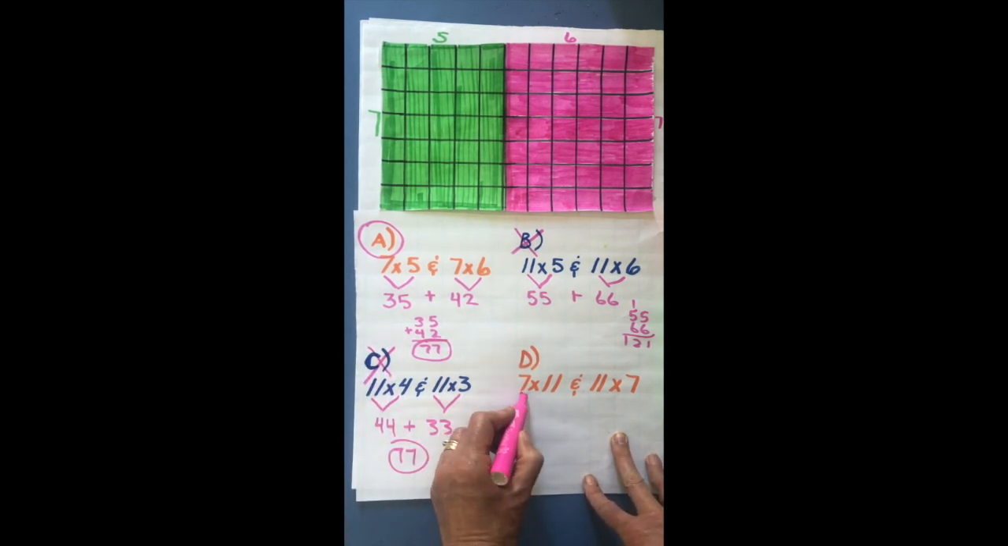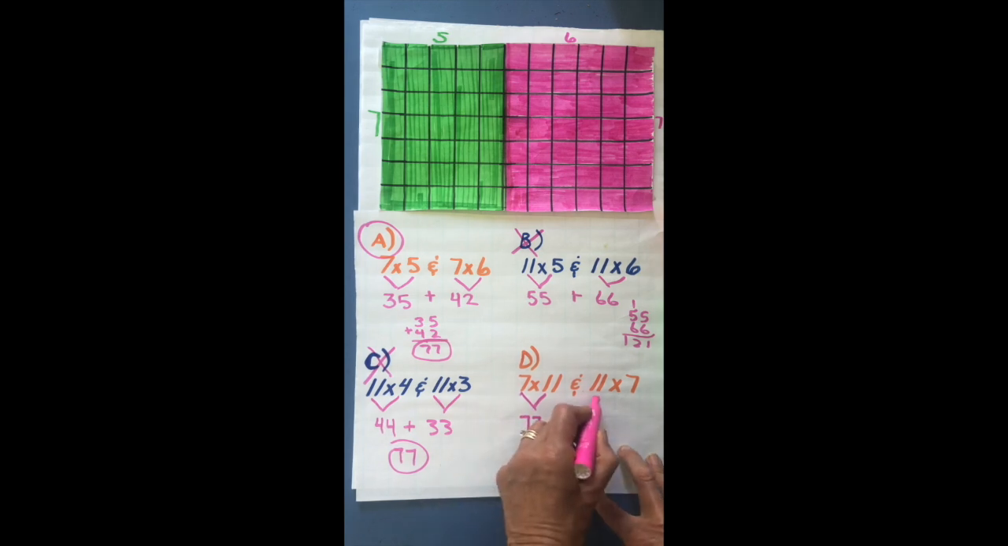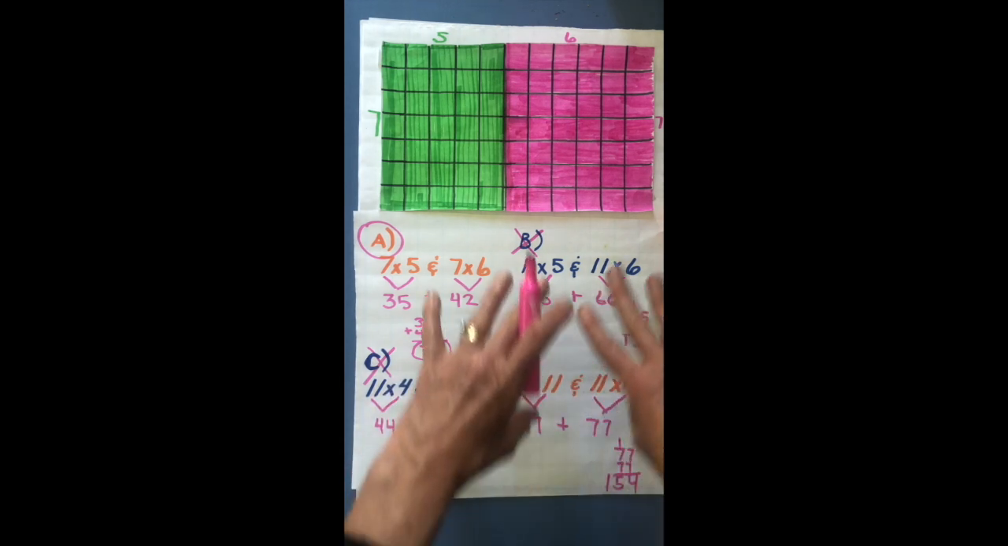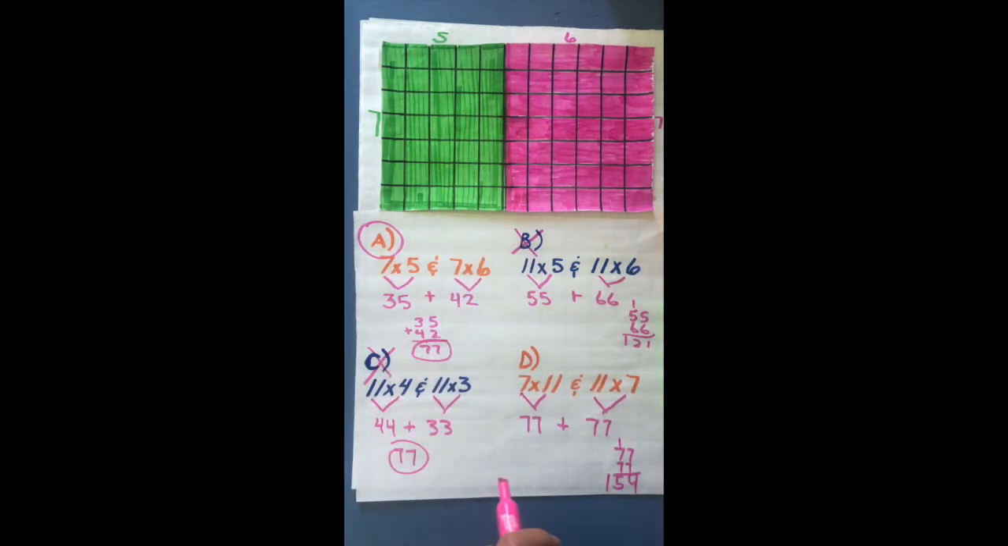Now let's check this one. 7 times 11 is 77. And 11 times 7 is 77. Now this obviously doesn't add up to 77 because we have two 77s. So I proved by doing this that A is definitely the correct answer.